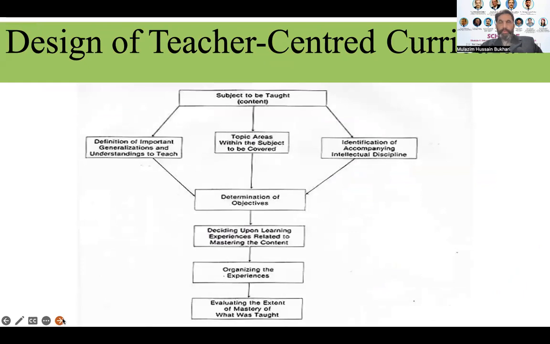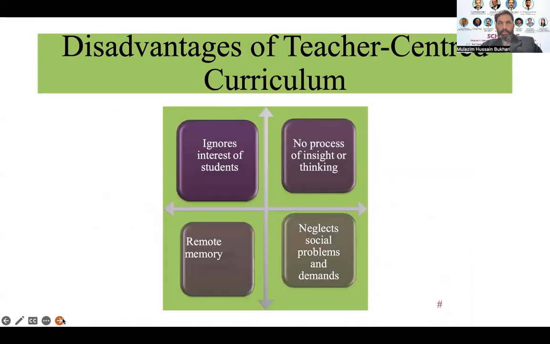Different stages were designed for the teacher-centered model: the subject to be taught, topic areas to be covered, determination of the objectives, deciding upon the learning experiences, and organizing the experiences, evaluations, and examination methods such as long essays, short essays, and MCQ-based. So there were many disadvantages.